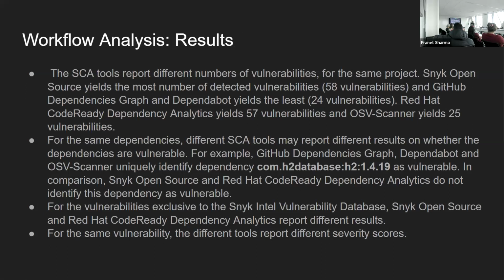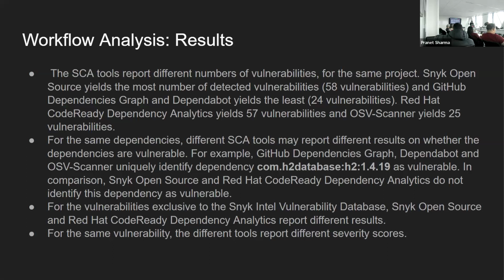So the key results from the workflow analysis were, first of all, these tools yielded a different number of vulnerabilities. Snyk Open Source detected 58 vulnerabilities, whereas GitHub Dependency Graph and Dependabot yielded 24 vulnerabilities. There's inconsistency in the way these tools detect vulnerabilities. Moreover, these tools also report different results for the same package being vulnerable. For example, for the dependency com.h2database, GitHub and OSV Scanner uniquely identified this as vulnerable. However, Snyk Open Source and CodeReady Dependency Analytics do not identify this as vulnerable.